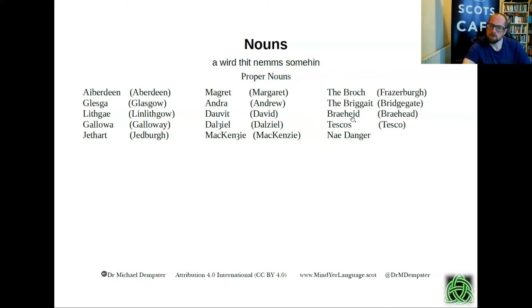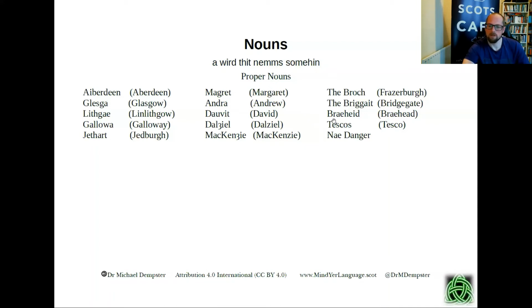Some place names will be half anglicised. So you've got Brayhead becomes Brayhead. So Bray being a hill. I guess if you're wanting to fully anglicise that, it would be something like Browhead or Hillhead. You would change it to that, rather than Brayhead. So you maintain the Scots word in half of it, and then Brayhead.